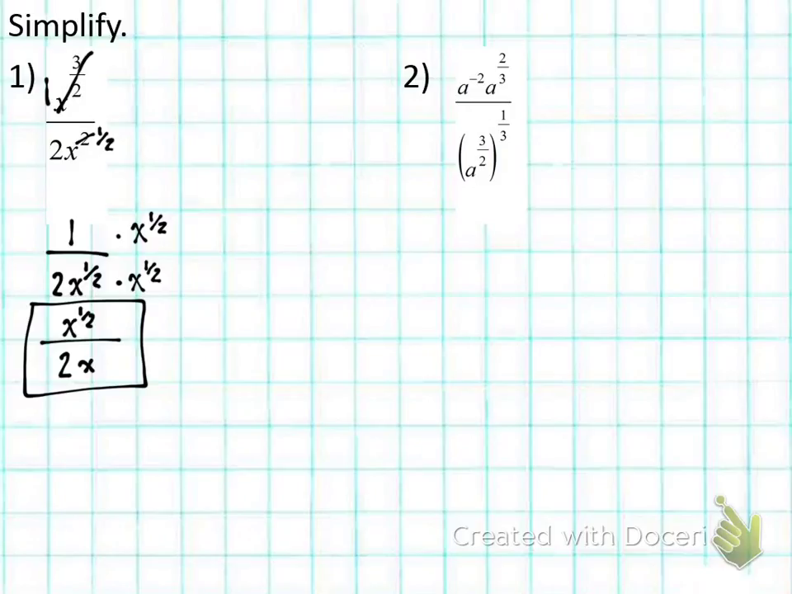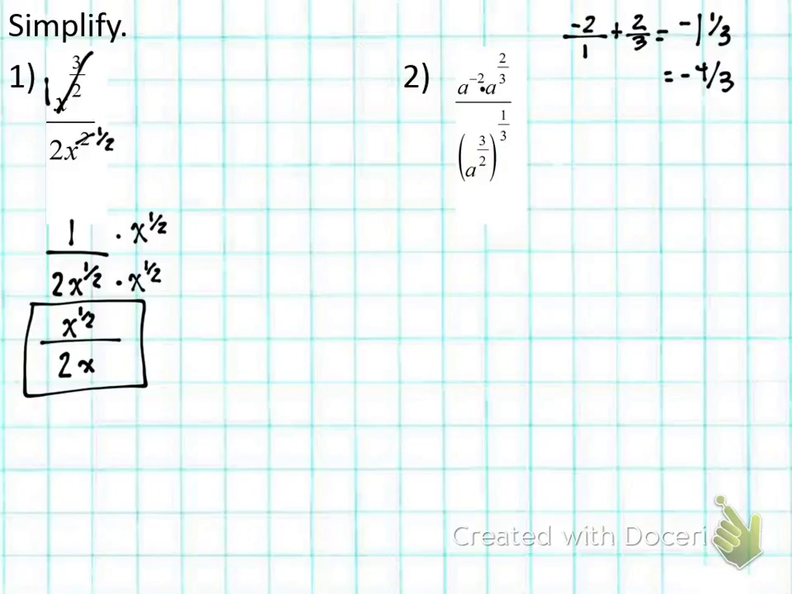Number 2. Number 2, same thing as yesterday. I need to simplify first on our numerator and denominator, thinking about the inside and then moving to the whole problem. So in my numerator, I have a to the negative 2 times a to the 2/3. So this is a times, so I'm going to have to add negative 2 plus 2/3. It's like saying negative 2 over 1 plus 2/3, which I know that's going to be equal to negative 1 and 1/3, or I could just say it's equal to negative 4/3. Okay?